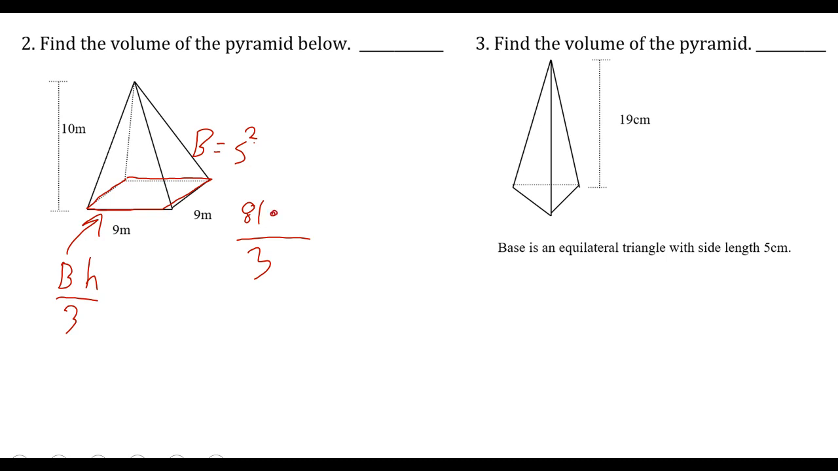Times the height. Oh, it's not the slant height anymore. This one looks like they give us the actual height going up and down. 10. Very good. Let's see what we get. Type in the calculator. Oh, we get a nice even 270 meters cubed.